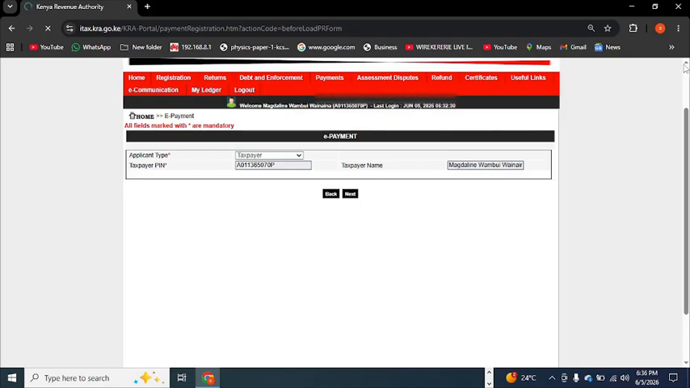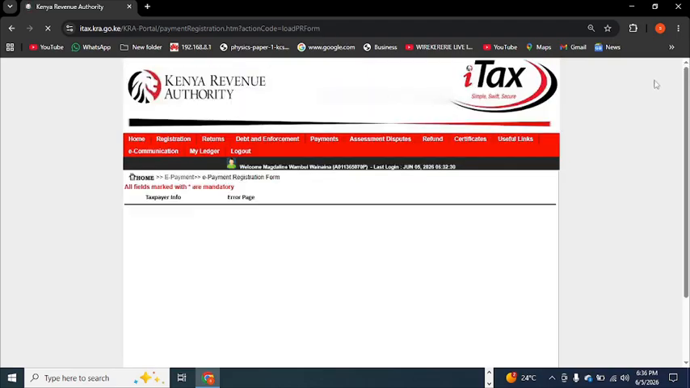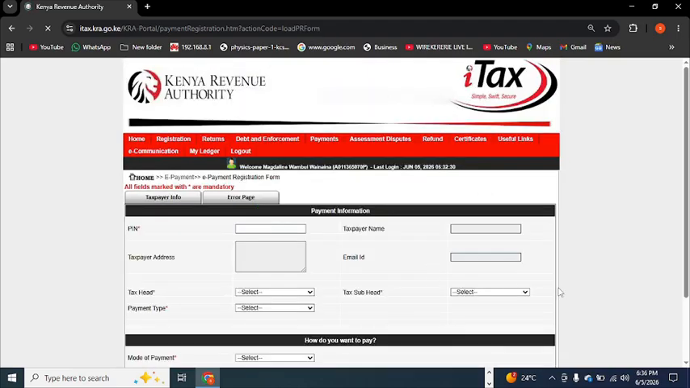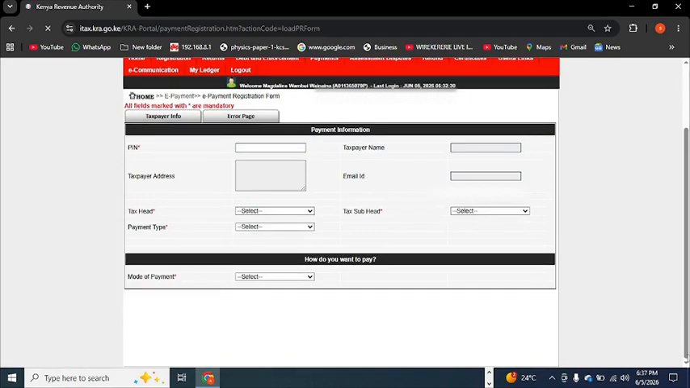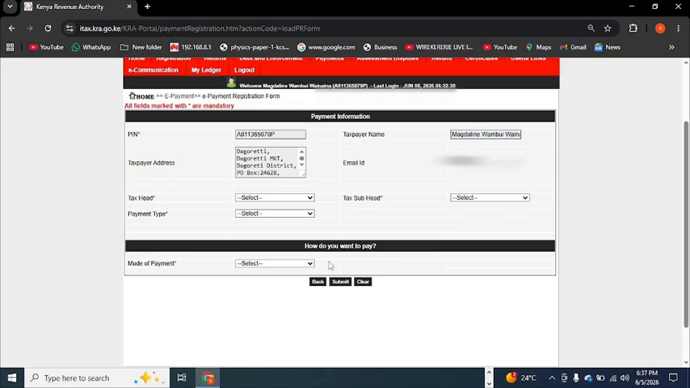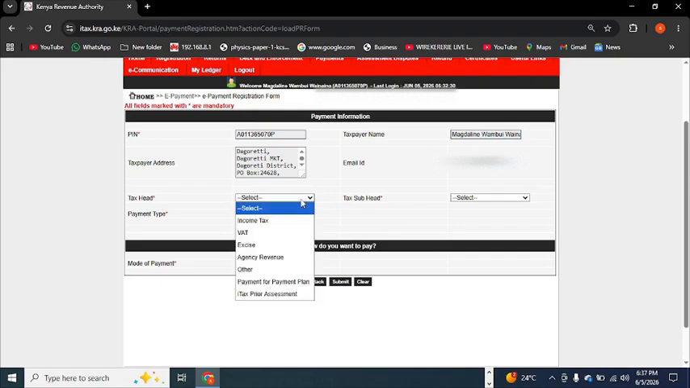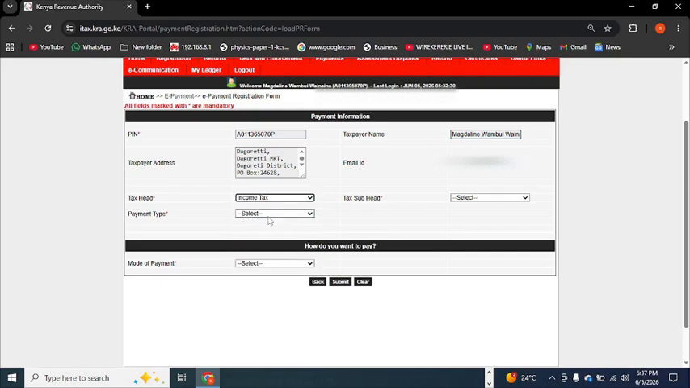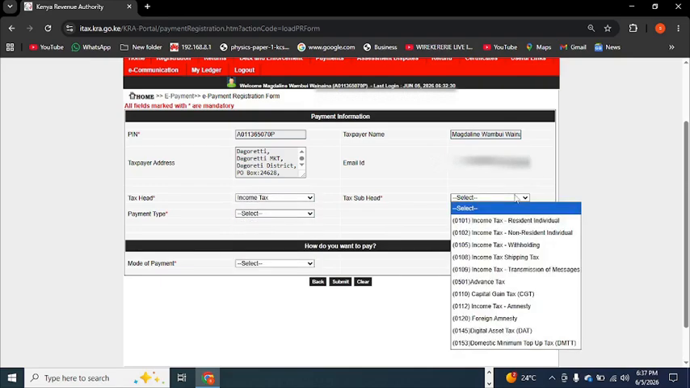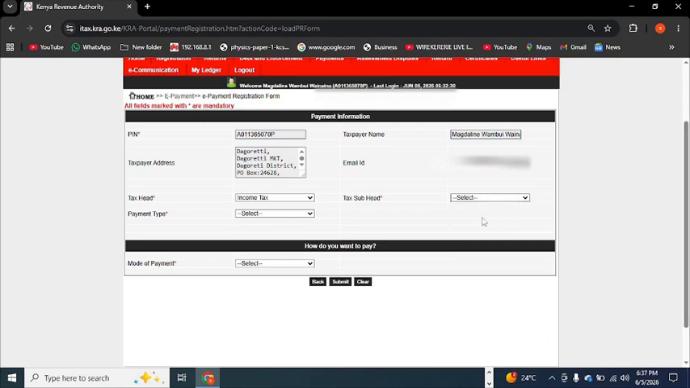Let me click next and wait so that we can get to the next section. Bear with me because right now maybe there are a lot of people in the system, so it can take some time, but we shall conquer it. I want to do the self-assessment. Okay, now it has populated the data correctly. So I need to choose the tax head. In my case, I'm doing the income tax, so the tax head is income tax resident individual. Then I need to choose the payment method.